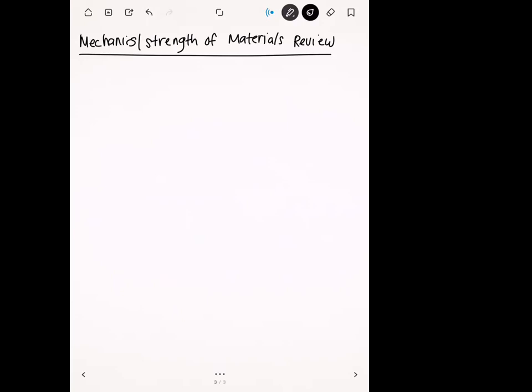Okay. Now that we have the mathematical background of vectors and matrices that we need for this class, it's a good idea to review the physical concepts that drive biomechanics.